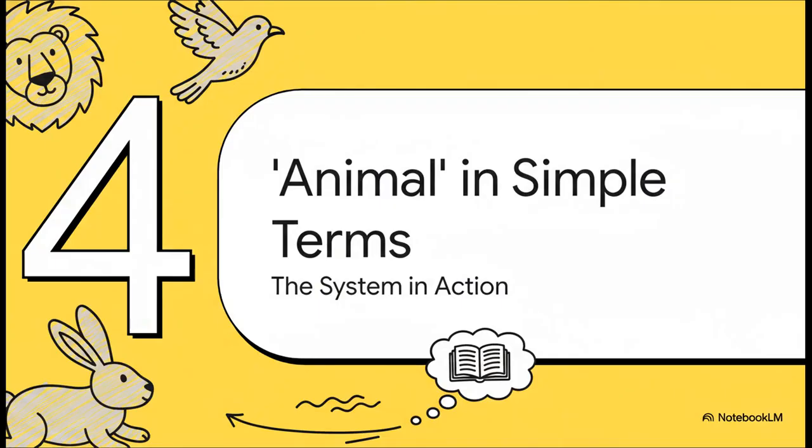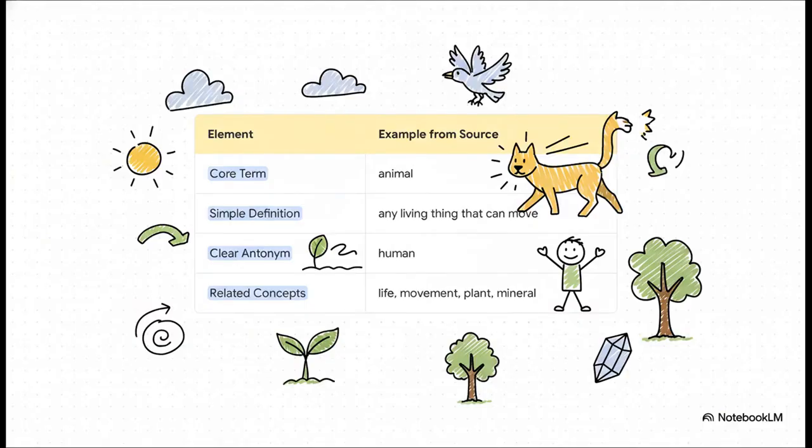Okay, so let's bring all this back to where we started, the word animal. How does its entry in the Simple English Wiktionary perfectly show the principles of Basic English in action? You can actually see the system at work right here. The core term itself, animal, is on the list. The definition? It only uses other simple core concepts like living, thing, and move. Even the other words like human, plant, mineral, they're all fundamental ideas. Everything is designed to fit inside this simple, understandable framework.